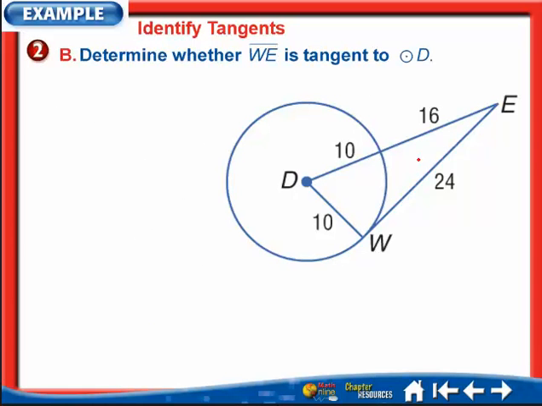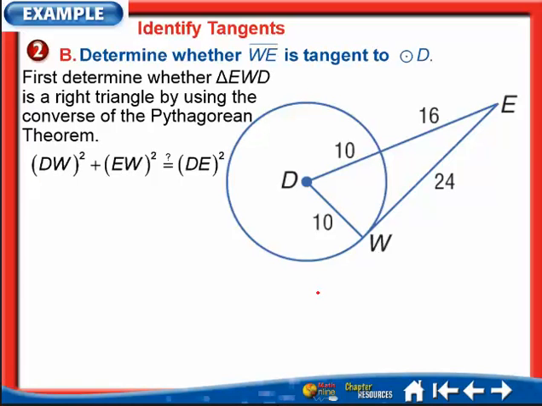Okay, determine whether WE is tangent. Same process. We're going to set it up as if it is a right triangle. So we're going to square the two legs, set it equal to the hypotenuse squared. Square them, add them together, and you get 676. And if we square 26, we get 676.